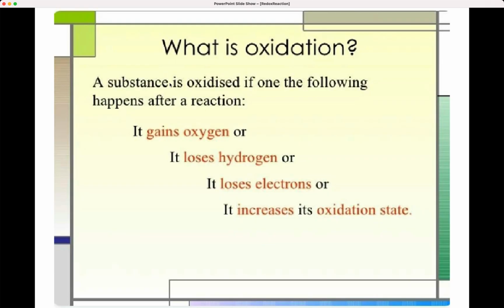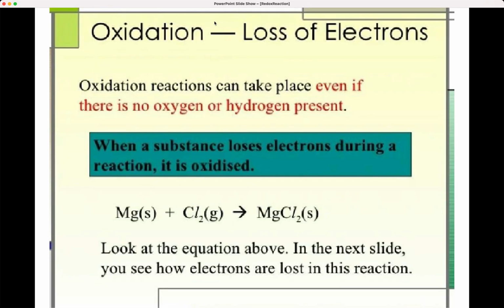Now, what is oxidation? We already learned a substance is oxidized if any one of the following happens: if it gains oxygen, or it loses hydrogen, or it loses electrons, or increases its oxidation state. We came across many examples for all this before. Loss of electrons means oxidation, and it takes place even if there is no oxygen or hydrogen present. Remember, this is an important point. When a substance loses electrons while a reaction is going on, we say that it is oxidized. Mg plus Cl2 gives you MgCl2.